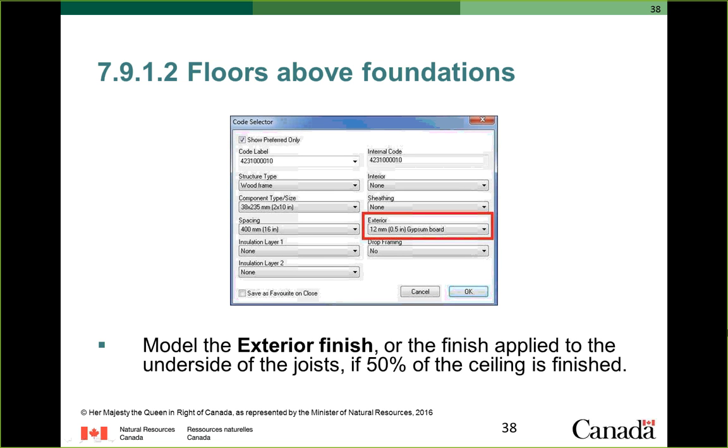Insulation configuration VCCB8 is to be used for all concrete basements that have partial slab insulation. A clarification has been provided for floors above foundation. The exterior finish, or the finish applied to the underside of the joist, is to be modeled if 50% of the ceiling is finished. So if 50% of the ceiling is drywalled, the entire floors above foundation would be modeled as being drywalled.